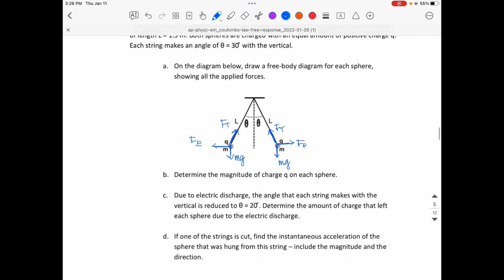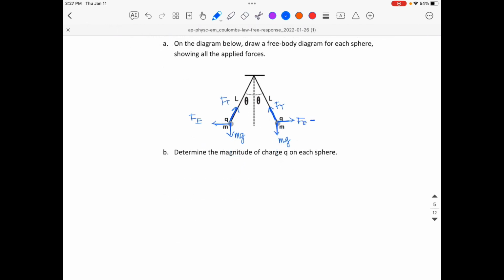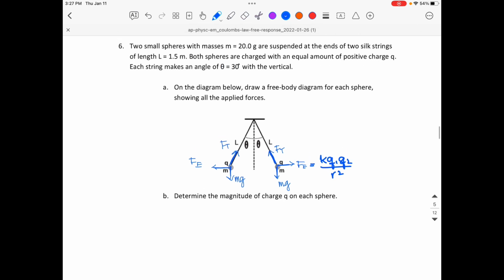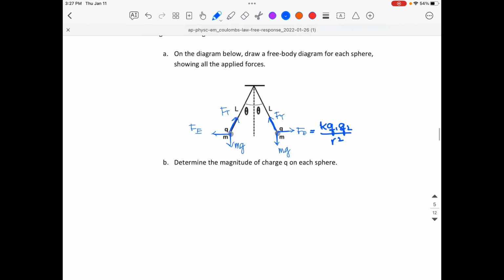So that's part A. The next part is to determine the magnitude of charge Q on each sphere. So here, since we're solving for Q, we're definitely going to use the electric force, which is K Q1 Q2 over R squared. They did tell us here that both spheres have an equal amount of positive charge. So essentially, the Q's can be reduced down to Q squared over R squared. Okay, the only problem is we need to figure out what this is equal to.